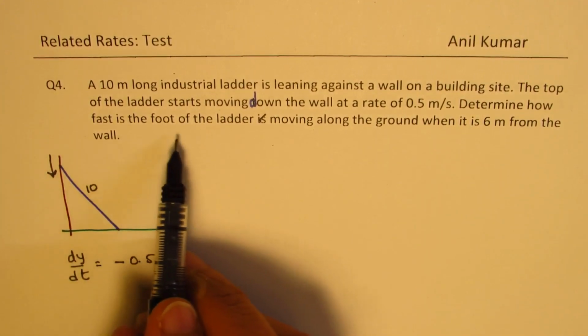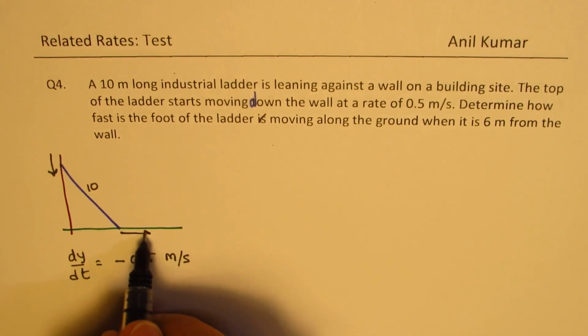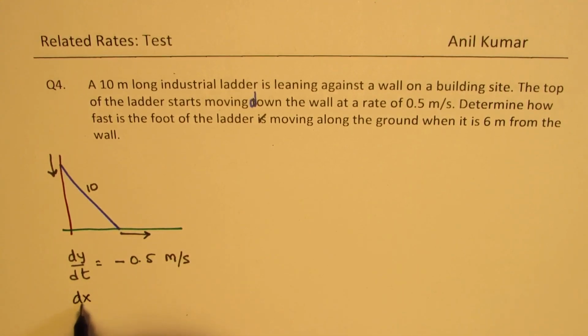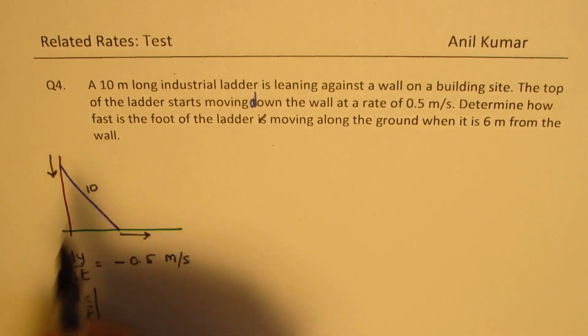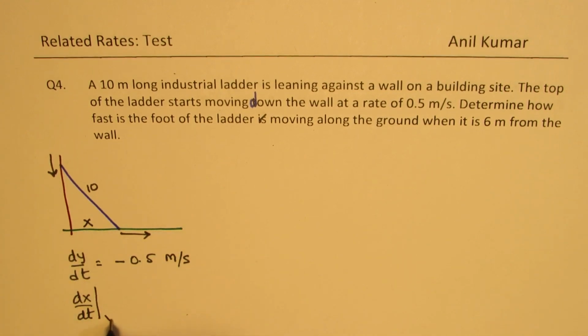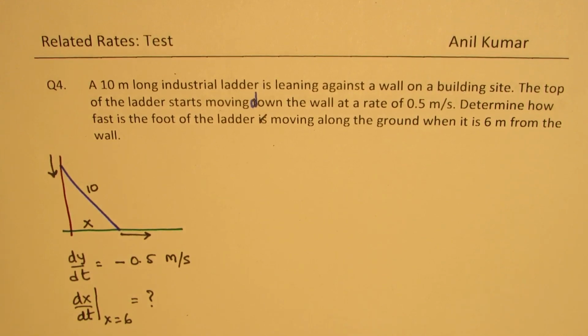Determine how fast the foot of the ladder is moving. So that foot of the ladder is moving, so we need to find what is dx/dt when it is 6 meters from the wall. When this x is equal to 6, right? That is what we need to figure out. So that is the question for us.